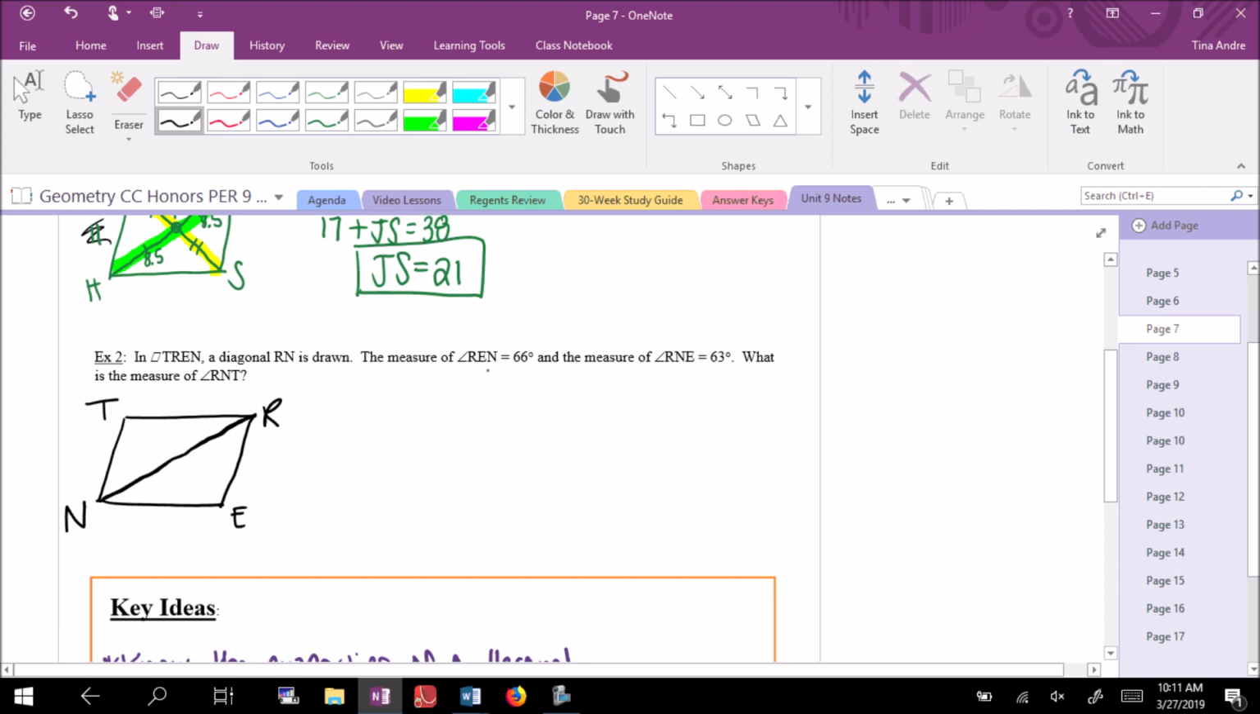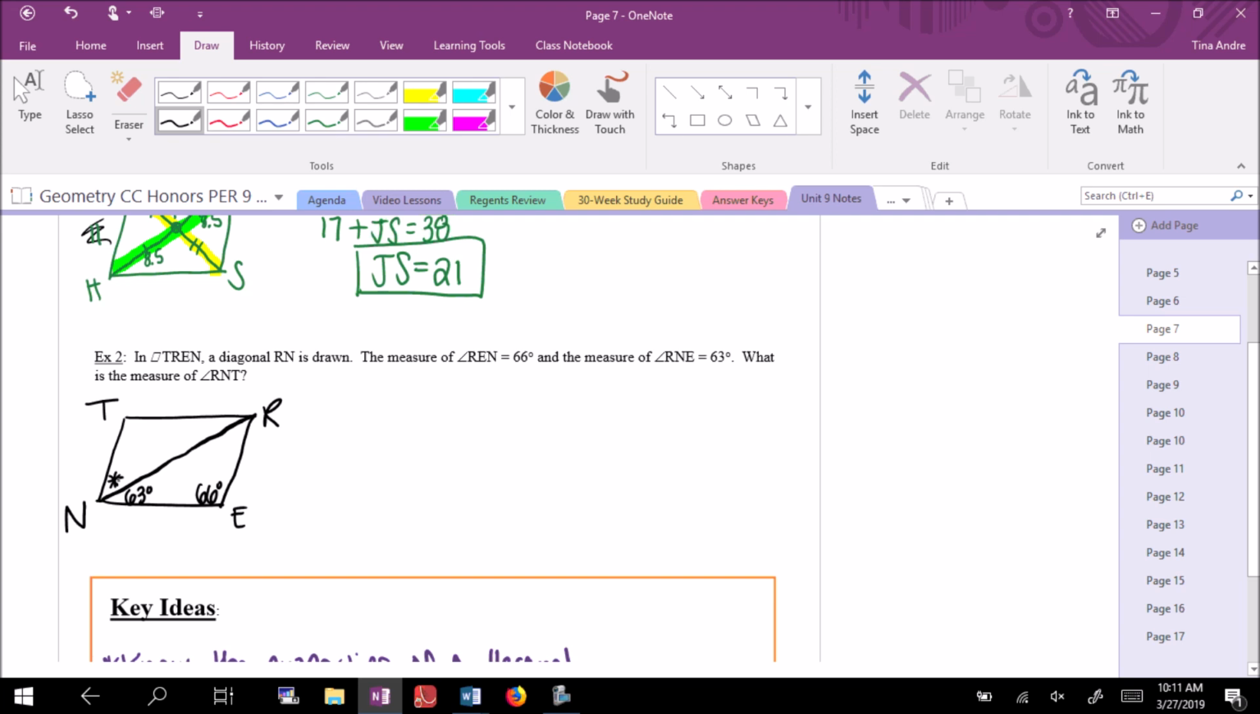Then it talks about angles. The measure of angle REN is 66, and the measure of angle RNE is 63. What is the measure of angle RNT? So my goal is to figure out this angle right here. Right away, I'm thinking about a couple different things in a parallelogram. There's really a couple different ways that you could solve this.